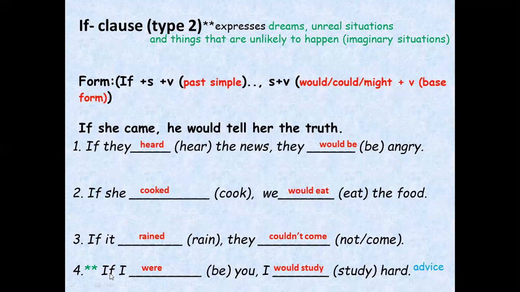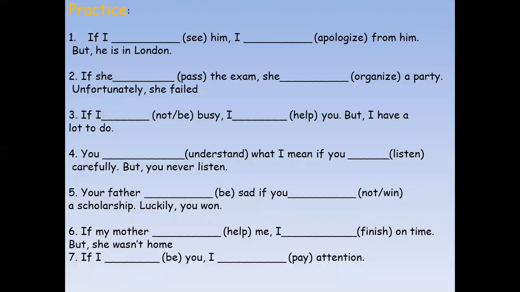Okay, now let's move to the practice part. This will make it clearer to you. If I see him, I apologize to him, but he's in London, which means in reality he's in a different country. I am in Jordan. I didn't see him and I couldn't apologize to him. But imagine if I saw him, I would apologize to him. But he is in London and I can't see him.